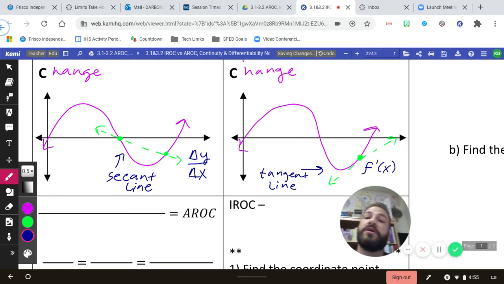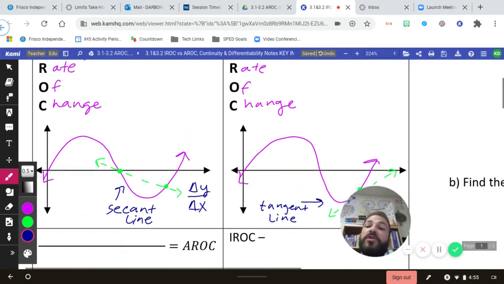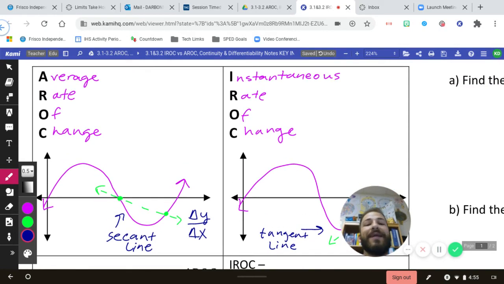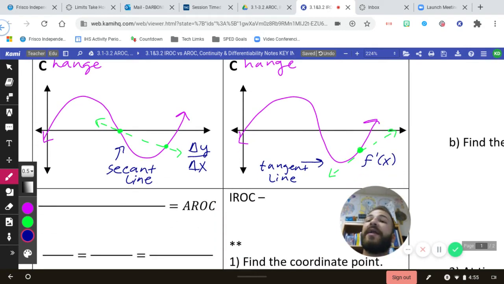So secant is kind of what you've been doing before in algebra and in physics. It's that average rate of change over some time interval. What we're advancing it to in calculus is that instantaneous rate of change, that IROC, that tangent line, finding that derivative. So let's dive into AROC a little more.